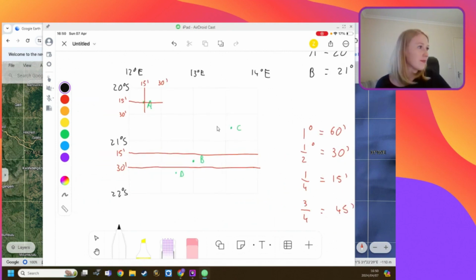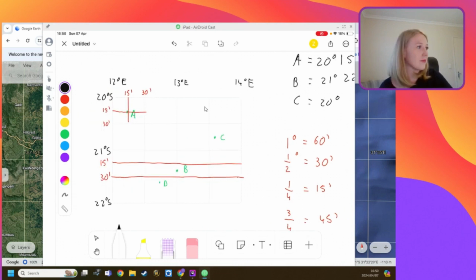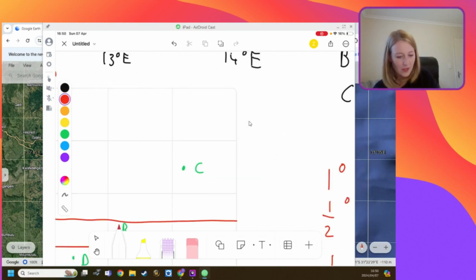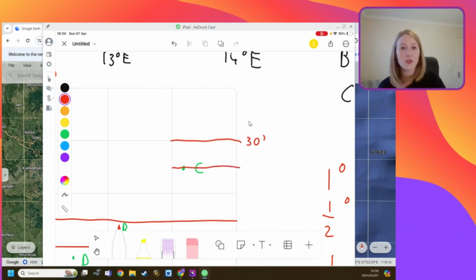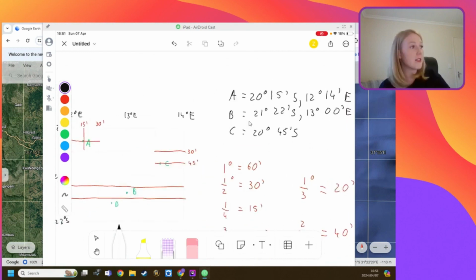Okay, let's try C. I think we're getting the hang of it. This is my halfway line. That is the halfway line. That would be 30 minutes. And then I'll do another half of a half. So this is 3/4 down. That means this is 45 minutes. And it's south. And let's go east.